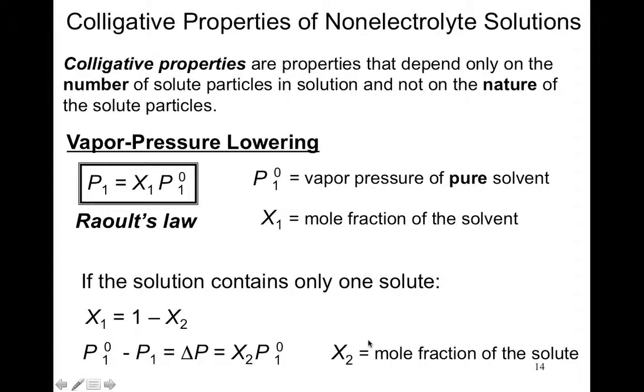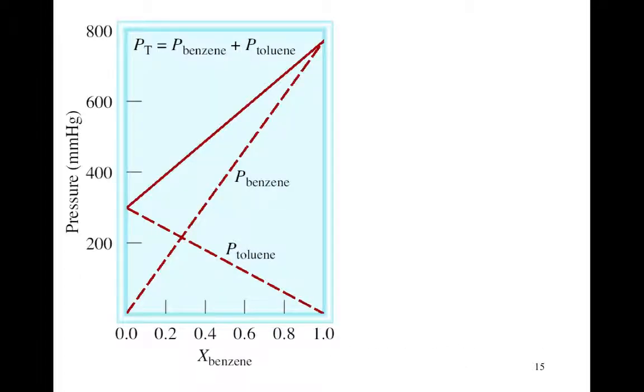And hopefully you'll recall that to do a mole fraction, you take the moles of what you're interested in divided by the total moles in the whole system. So here's a graph for benzene. Benzene's pressure plus toluene's pressure gives us total pressure, and total pressure is the solid red line here.